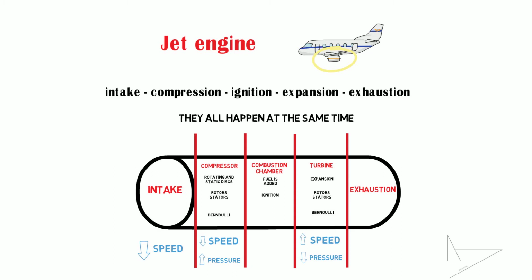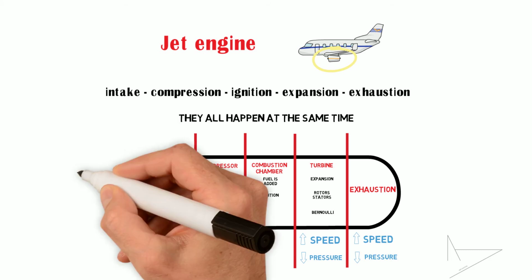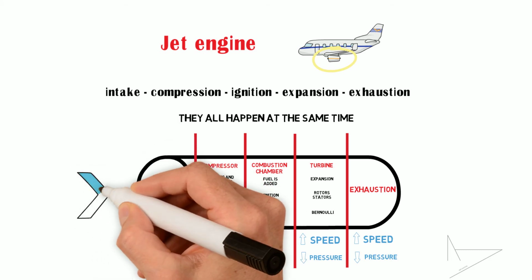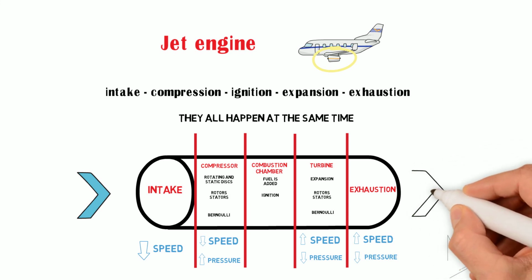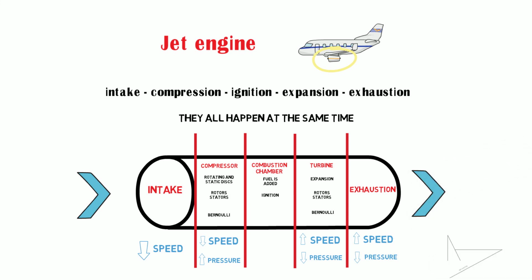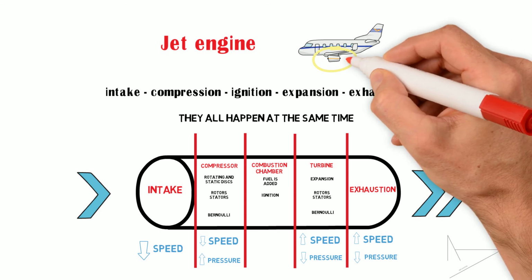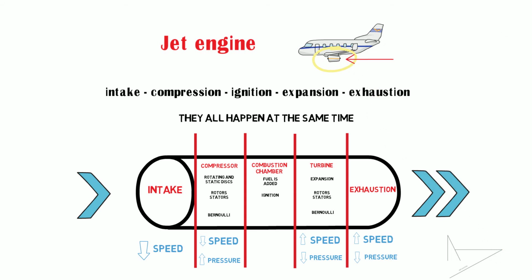Here, by using a specific design, the air pressure is reduced even more, resulting in a jet of hot air-fuel mixture into the atmosphere. The air exhausted from the engine has such a greater speed than the air that was initially taken in and that surrounds the engine that it creates an equal and opposite reaction, a force that pushes the engine in the opposite direction, that is forward.